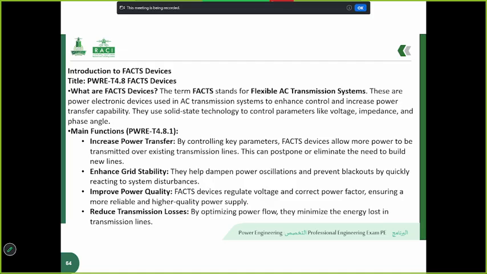First, they can increase power transfer capability by controlling parameters like voltage, impedance, and phase angle. They can route more power over existing transmission lines, effectively increasing the line's capacity without the need for building new infrastructure. This is particularly valuable in long distance power corridors.